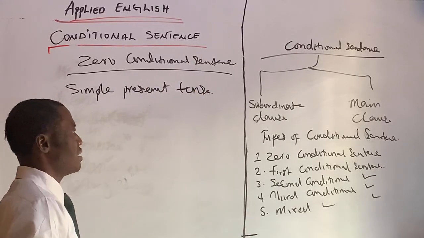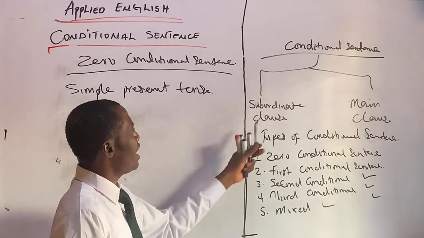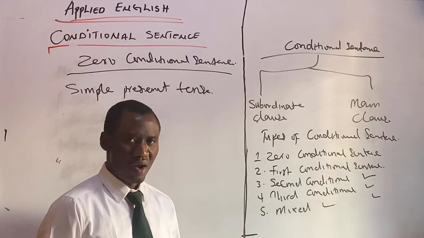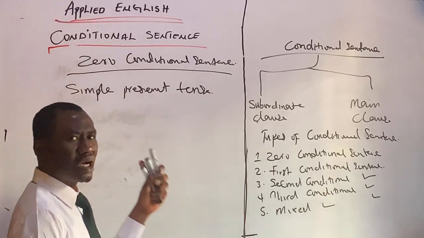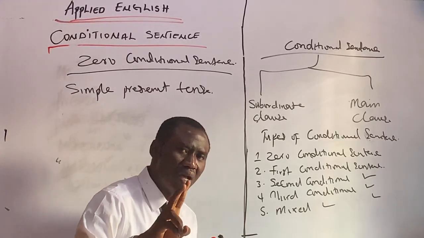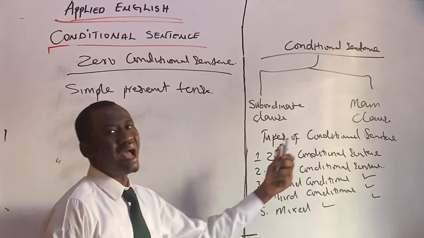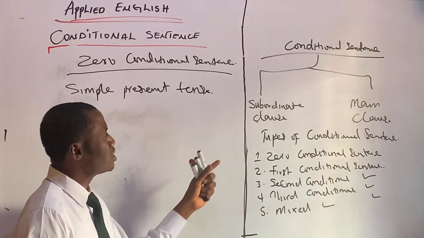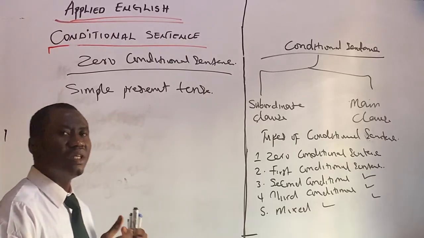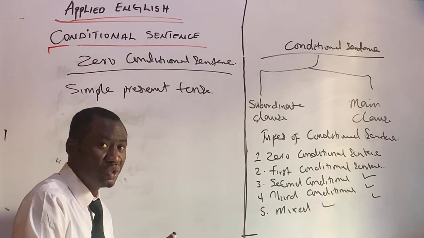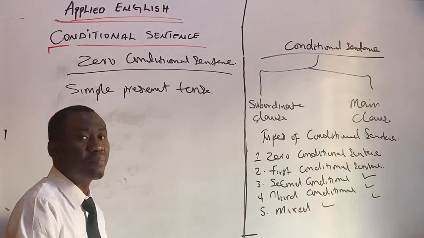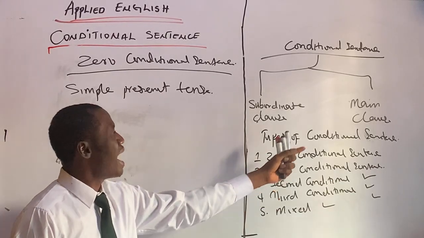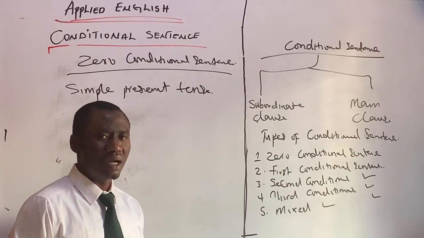Simple present tense is to occur in the subordinate clause and also in the main clause. Why? Because the conditional sentence has two clauses, the subordinate clause and the main clause. And if we are talking about the zero conditional, the verb to be used should be in its simple present tense, both for the subordinate clause and the main clause.